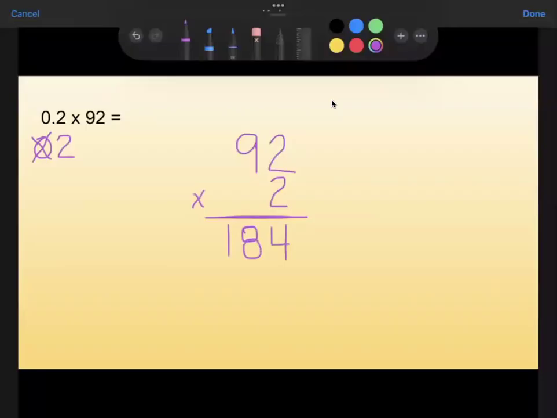Now here comes the decimal part. So I'm going to put a decimal at the end of my answer. I'm going to move that decimal to the left, the same number of spaces as I had decimals in the beginning of this problem. So in this original problem right here, 0.2 was our decimal, and there was one digit in a decimal place value. That means I'm going to move the decimal for my answer one place to the left and leave it right there. So instead of after the 4, it's between the 8 and the 4. That makes my final answer 18.4 instead of 184.